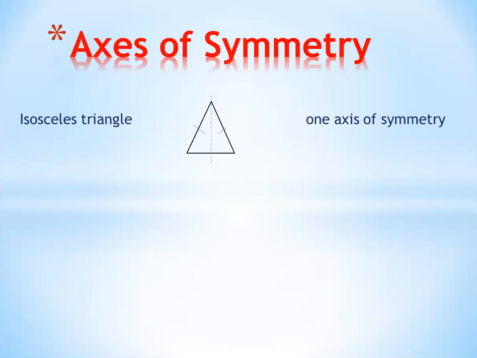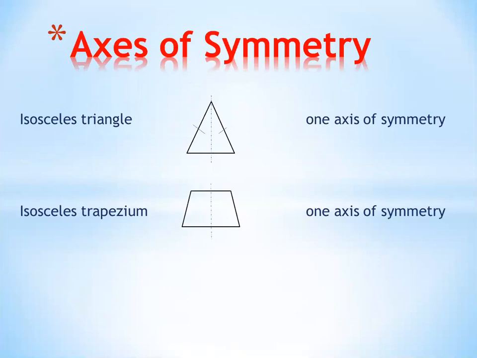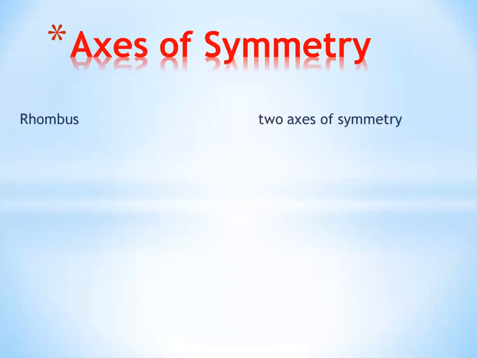Isosceles triangle. It has only 1 axis of symmetry. Isosceles trapezium. It has only 1 axis of symmetry. Let's make a rule: if you see isosceles trapezium or triangle, any word isosceles, it means you have only 1 axis of symmetry. Okay. If we have a rhombus, it has 2 axes of symmetry. As you see, 1, 2. We can fold them on each other.